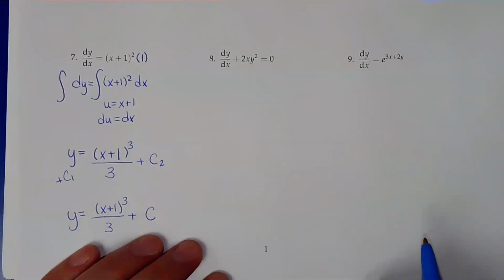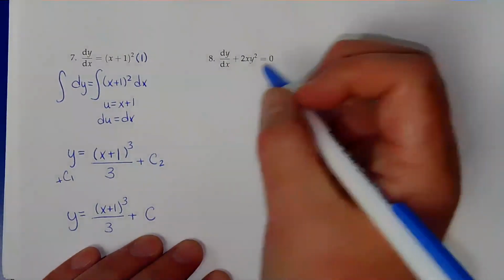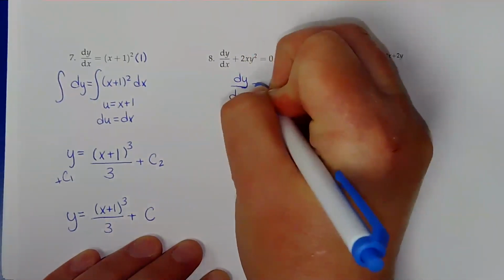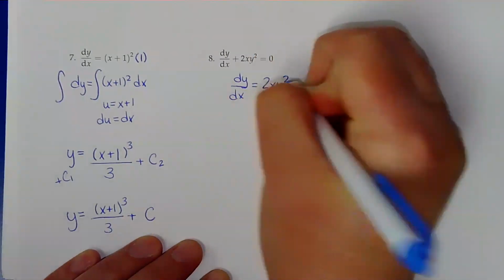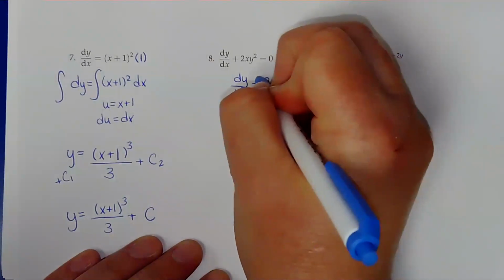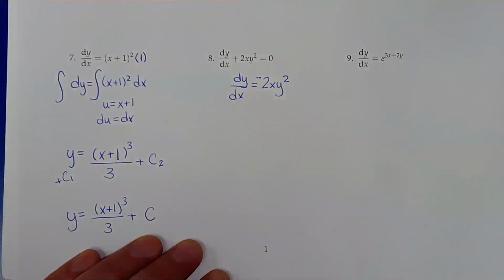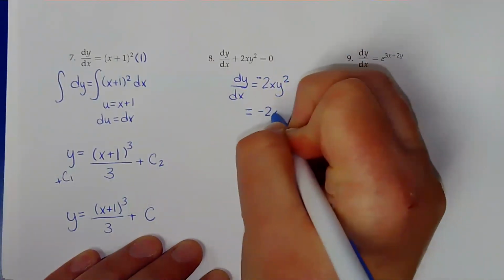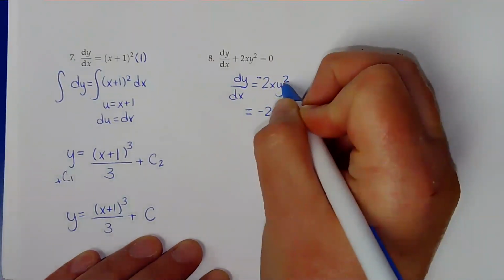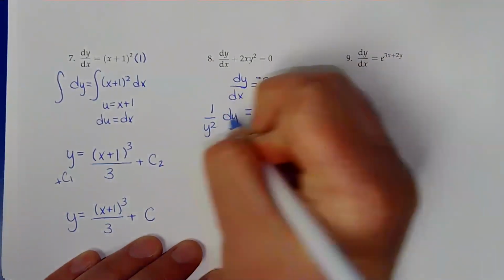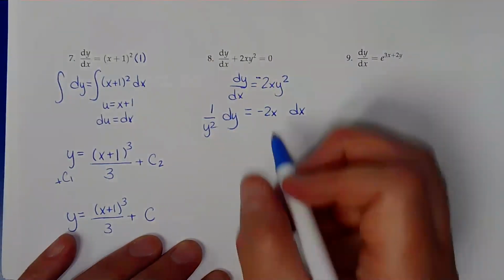All right, let's look at number 8. This one has an x and a y in it, so it'll be a little more interesting. We'll start by getting dy/dx on one side by itself, and I'll do that by subtracting the 2xy squared over to the other side. I'm going to multiply my dx over. Oops, that should be a negative 2xy squared since we subtracted. So I'll multiply this dx over, and you get a negative 2x dx, and I'm going to divide this y squared to the other side. So I get 1 over y squared dy equals my negative 2x dx.